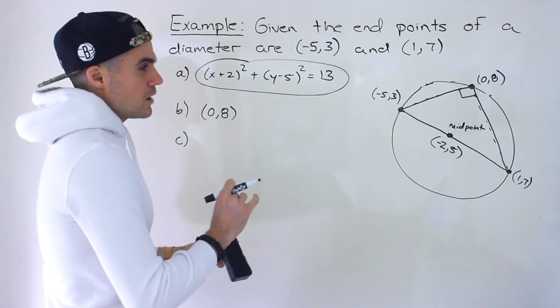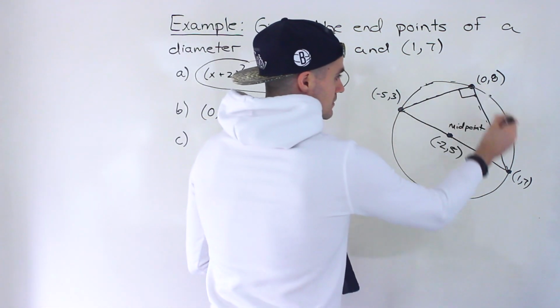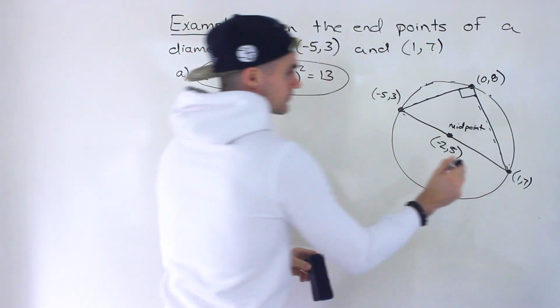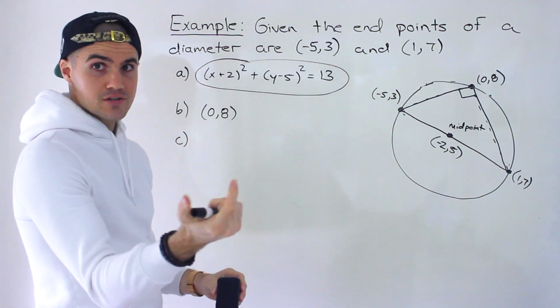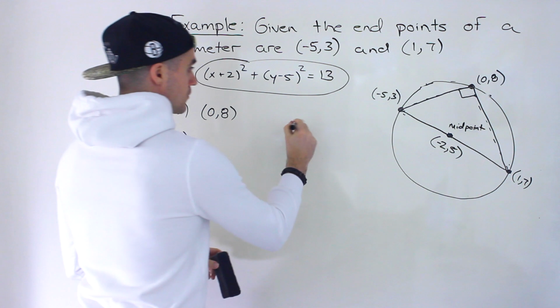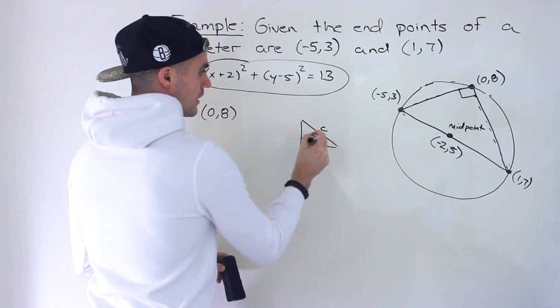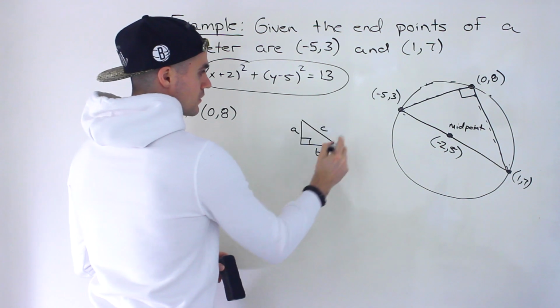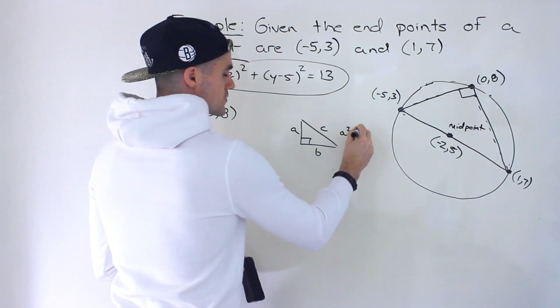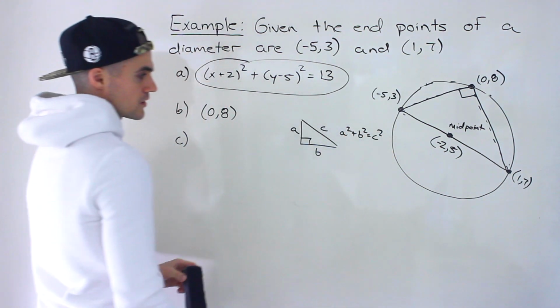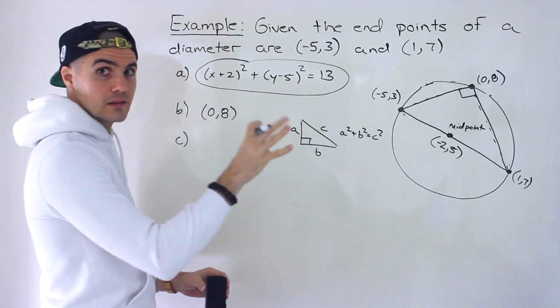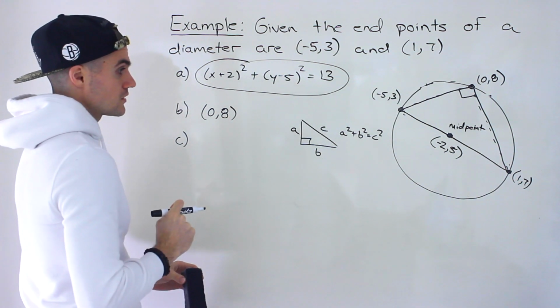The more common way is to find the lengths of all 3 sides and then show that the Pythagorean theorem holds, right? Because with a right triangle, any right triangle, the hypotenuse is C, then we have A and B for the other sides. We know that A squared plus B squared has to equal C squared, right? If A, B, and C are the lengths of the triangle.